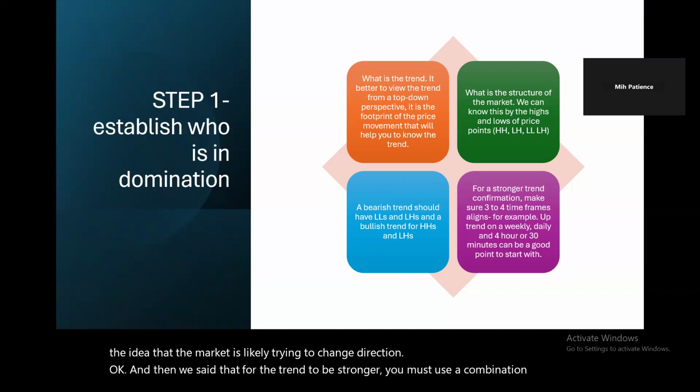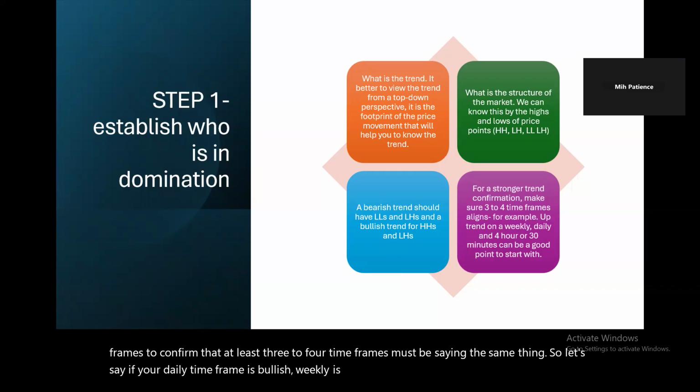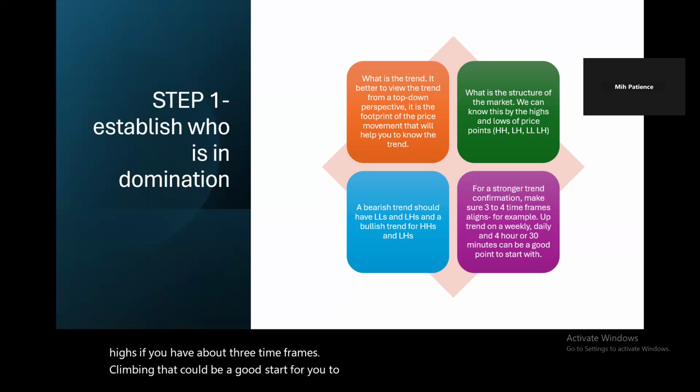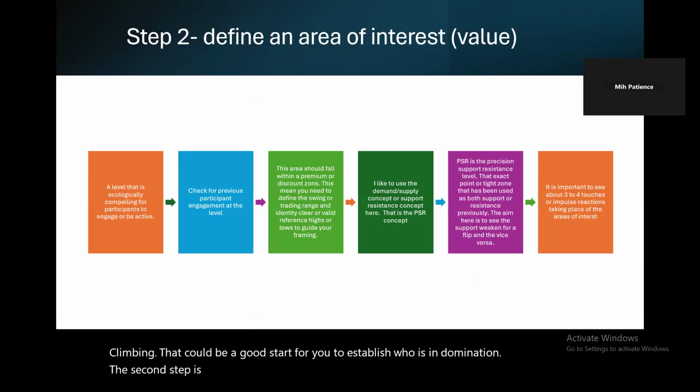And then we said that for the trend to be stronger, you must use a combination of time frames to confirm that at least 3 to 4 time frames must be saying the same thing. So let's say your daily time frame is bullish, weekly is bullish, 4 hour or 6 hour is looking bullish, which means they have bullish structures, higher highs and higher lows. If you have about 3 time frames aligning, that could be a good start for you to establish who is in domination.